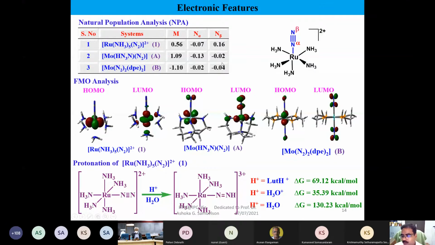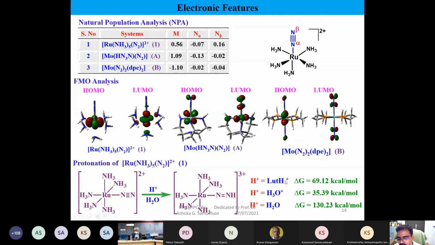I think the experimentalist may say there is no difference at all, because this is 0.16, 0.02, 0.01. These are all nothing. But that's all the difference that we could see. And we are not saying this would be totally responsible for why the dinitrogen in this complex is not reacting, but this could be one of the reasons. So these two systems can undergo protonation, whereas since here you see more of a positive charge, it may not undergo protonation.